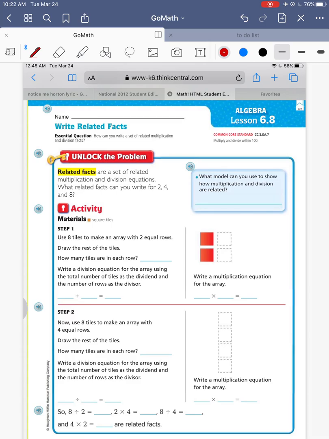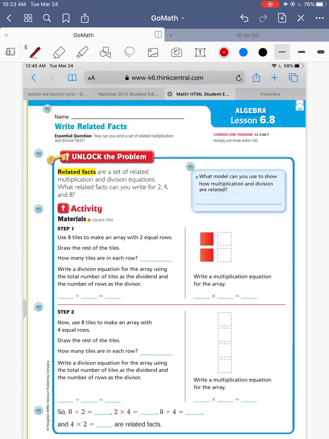We're going to start with lesson 6.8 because that's where we left off in the book. So it should be page 239. Yeah, 239. And once you're there, keep going with the video. So pause it until you get to that page.